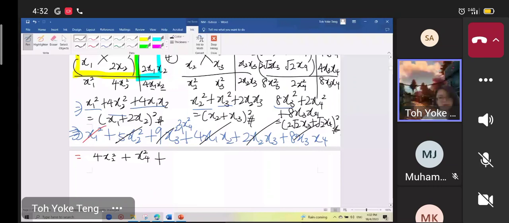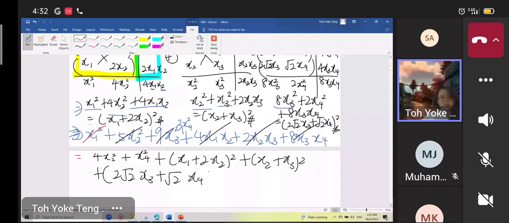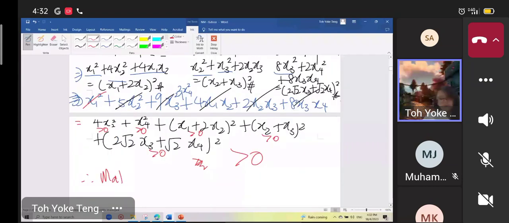So x1 plus 2x2 squared plus x2 plus x3 squared, and then plus 2 square root 2 x3 plus square root 2 x4 squared. So as you refer to here again, the same thing, all the square terms with positive coefficients are greater than 0. So the summation of these terms means that everything is greater than 0. So again, the same thing, just write it down: the matrix A is positive definite.